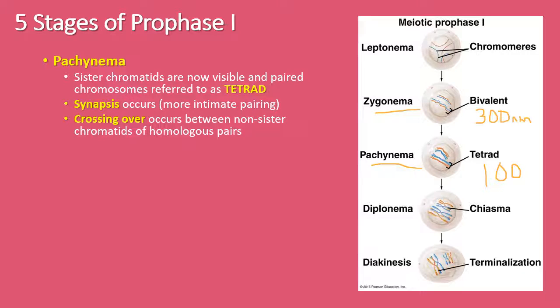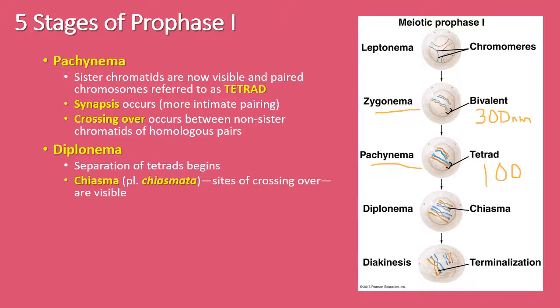Once they're so close together and the synapsis is complete, then crossing over can begin. And so that's where the 2 non-sister chromatids of the 2 chromosomes are going to exchange genetic information. Now, when that happens, it's not like you can really see that happening in real time. So what you do see after it happens is these structures called chiasmas, or in plural chiasmata. And these are the sites of the crossing over, and they're actually visible. It almost looks like scars on the chromosomes.